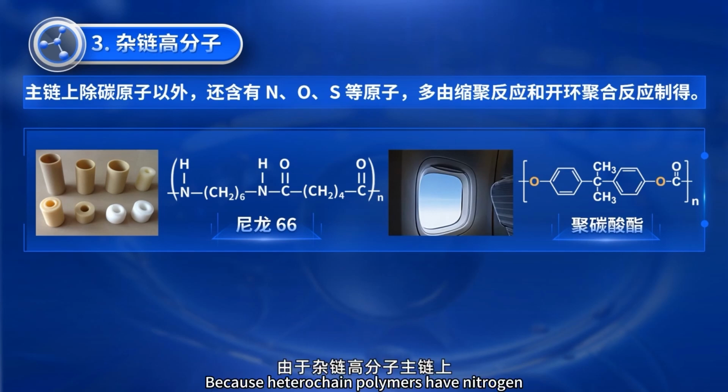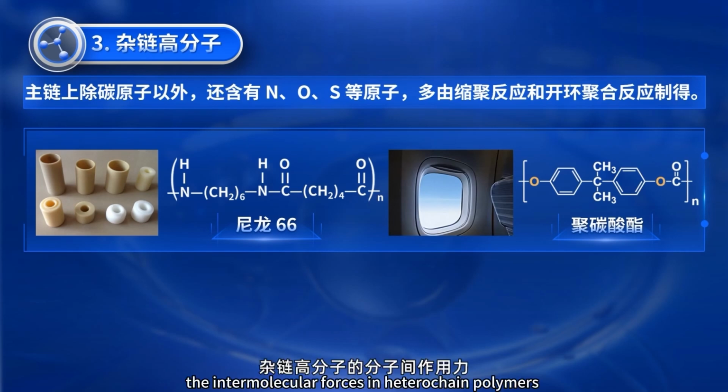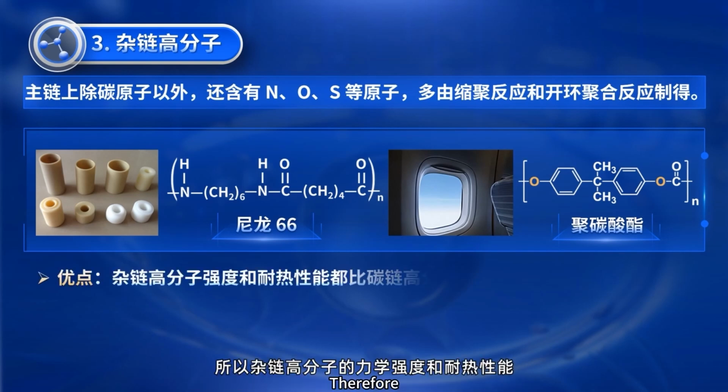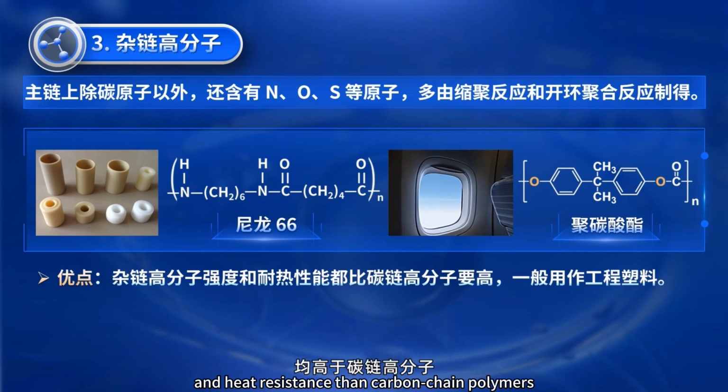Because heterochain polymers have nitrogen, oxygen, sulfur atoms in their main chain, the intermolecular forces in heterochain polymers are stronger than those in carbon chain polymers. Therefore, heterochain polymers have higher mechanical strength and heat resistance than carbon chain polymers. They are generally used as engineering plastics.